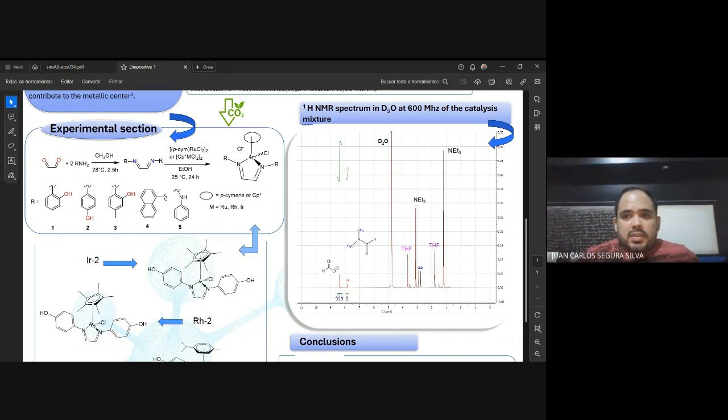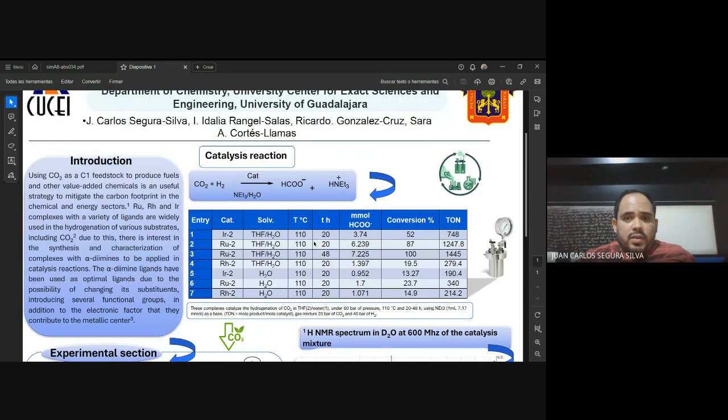This complex catalyzes the hydrogenation of CO2 in water under the conditions of 60 bar pressure and 120 degrees Celsius for 20 hours of reaction time. In the experimental section, the catalysis reaction specifically.